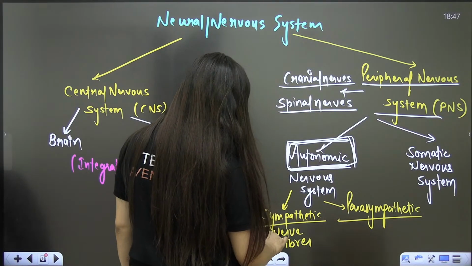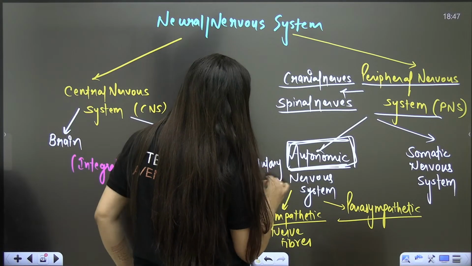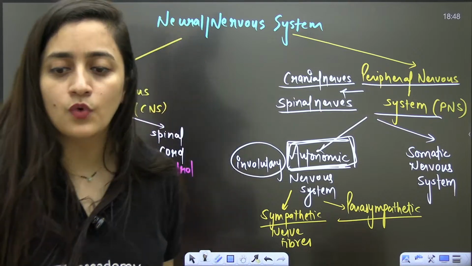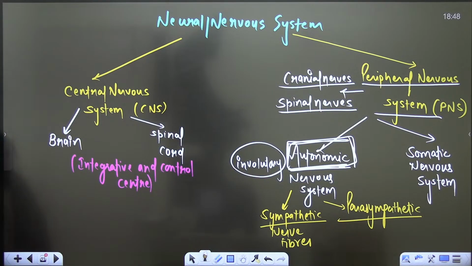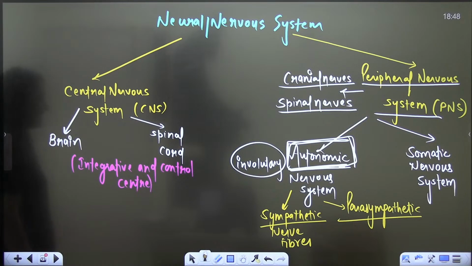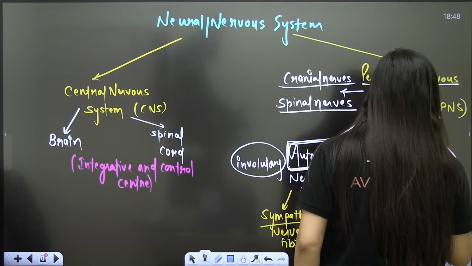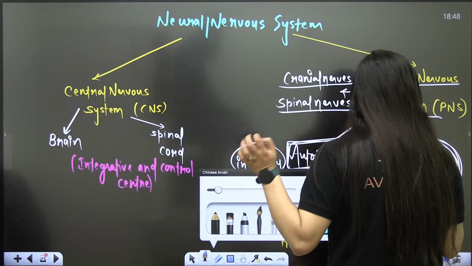What are we discussing? We are talking about the involuntary part, meaning the things which we cannot control with our own will. We are talking about the autonomic nervous system. So involuntary it is. And the somatic nervous system, S for somatic nervous system, that is my way to remember.